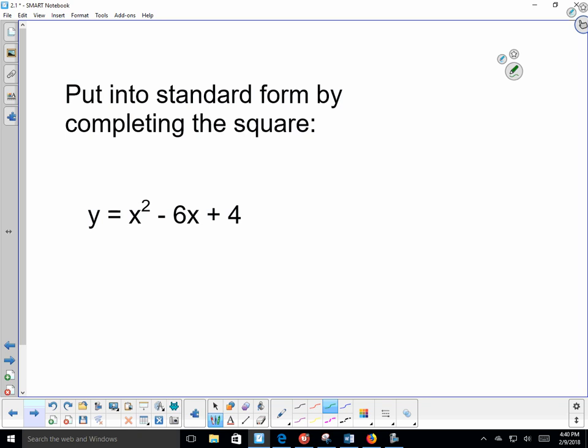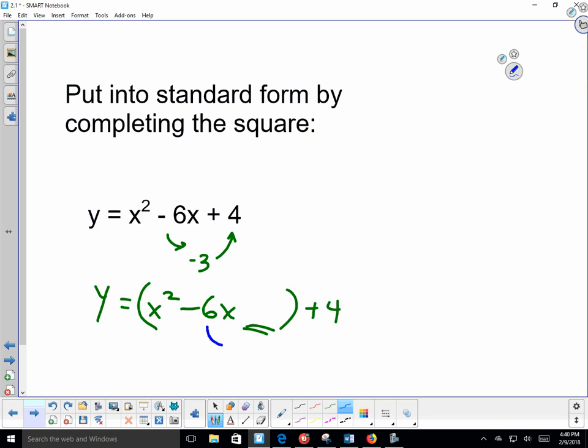Is it in standard form? I'm sorry, is it a perfect square trinomial right now? Well, if I took half of negative 6, I'd get negative 3. Is negative 3 squared equal to 4? No. That means this 4 is messing things up. So I think our first step is going to be to slide that 4 out of there, but leave some room to complete the square.